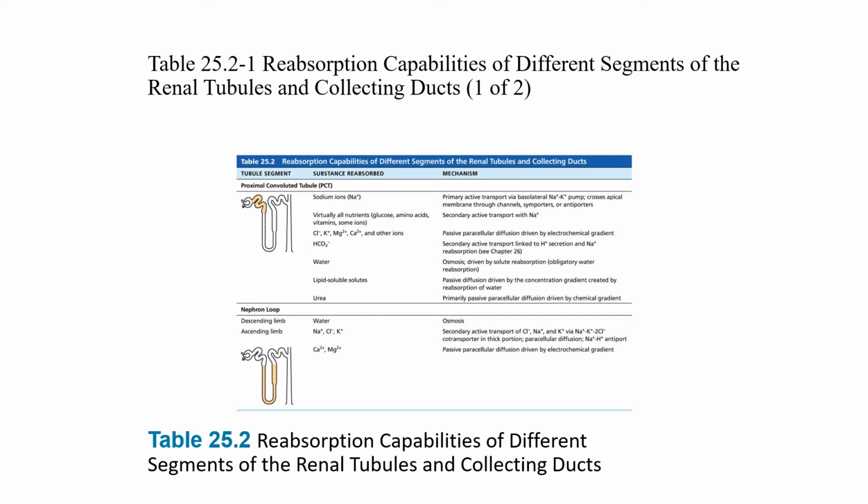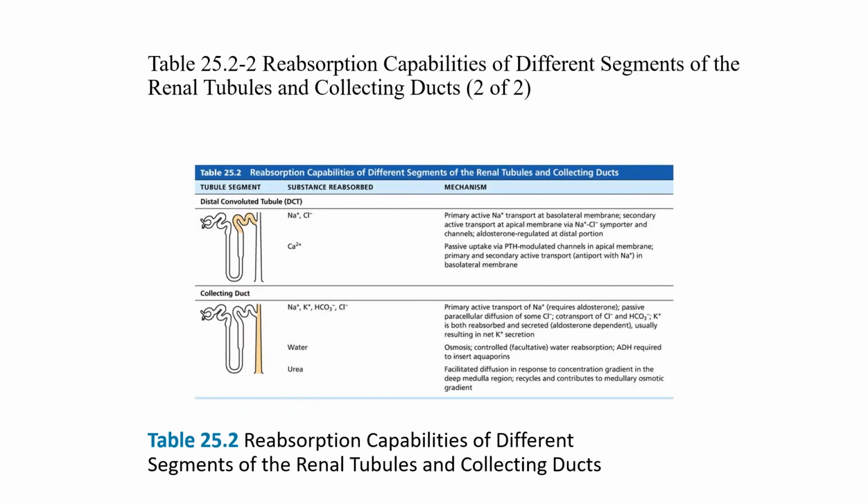So look at the nephron loop, water, ions. Is it active or passive? In the distal convoluted tubules, we have sodium, chloride, calcium. Once again, are we talking about active transport or passive transport? And then in the collecting duct, we see ions, water, and urea. Are the ions actively transported? Yeah. Some are passive. Water is osmosis, passive. Urea, facilitated diffusion. All right. Here again, passive transport.